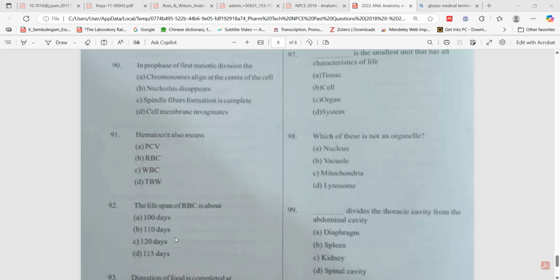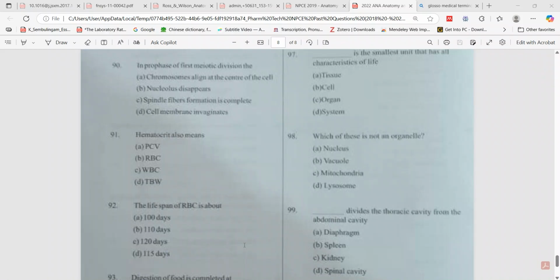The nucleolus does not disappear. No, the spindle fiber formation is. Spindle fibers, spindle apparatus. The spindle apparatus is the same thing. Yes, it's the same. So what happens at prophase? The spindle fiber formation is complete. Are you sure?